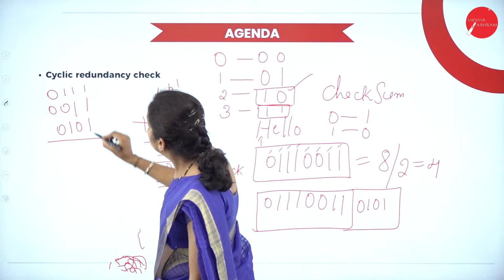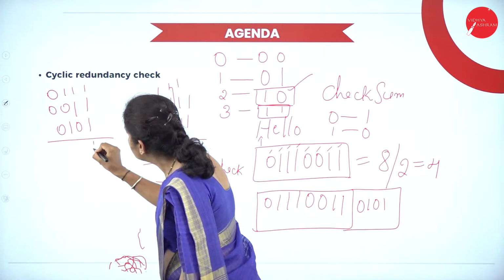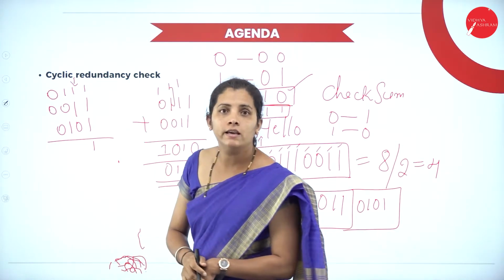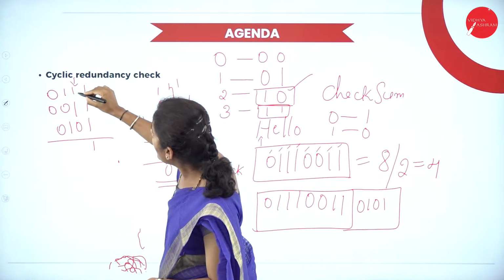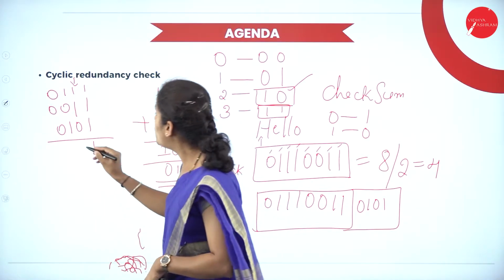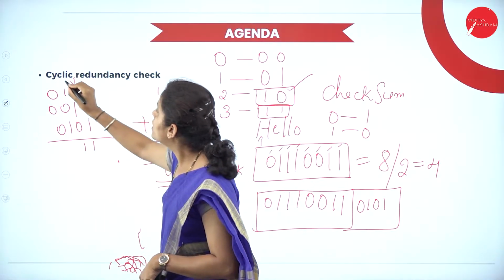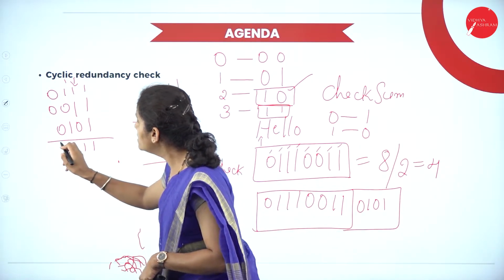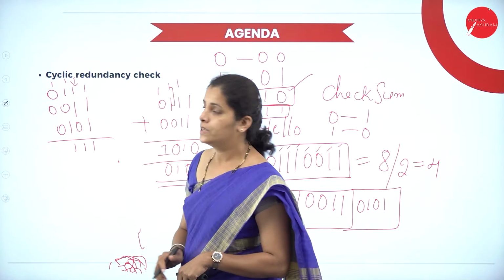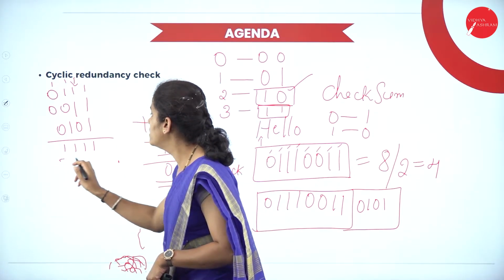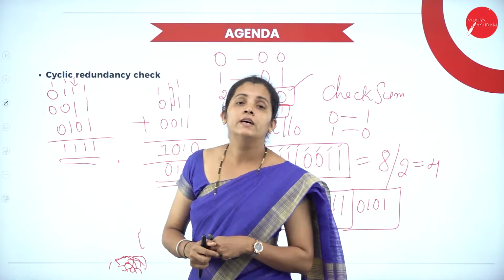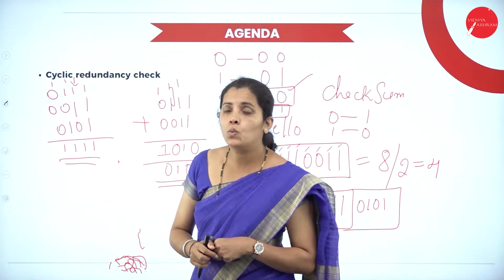So I'll write 1 as it is. Then I'm going to write another 1 as my carry. So if I add 3 ones, once again 1. So I'm going to place 1 carry here. Once again 1 and 1 carry. Once again it is 1. So what is my checksum here? It is 1, 1, 1.